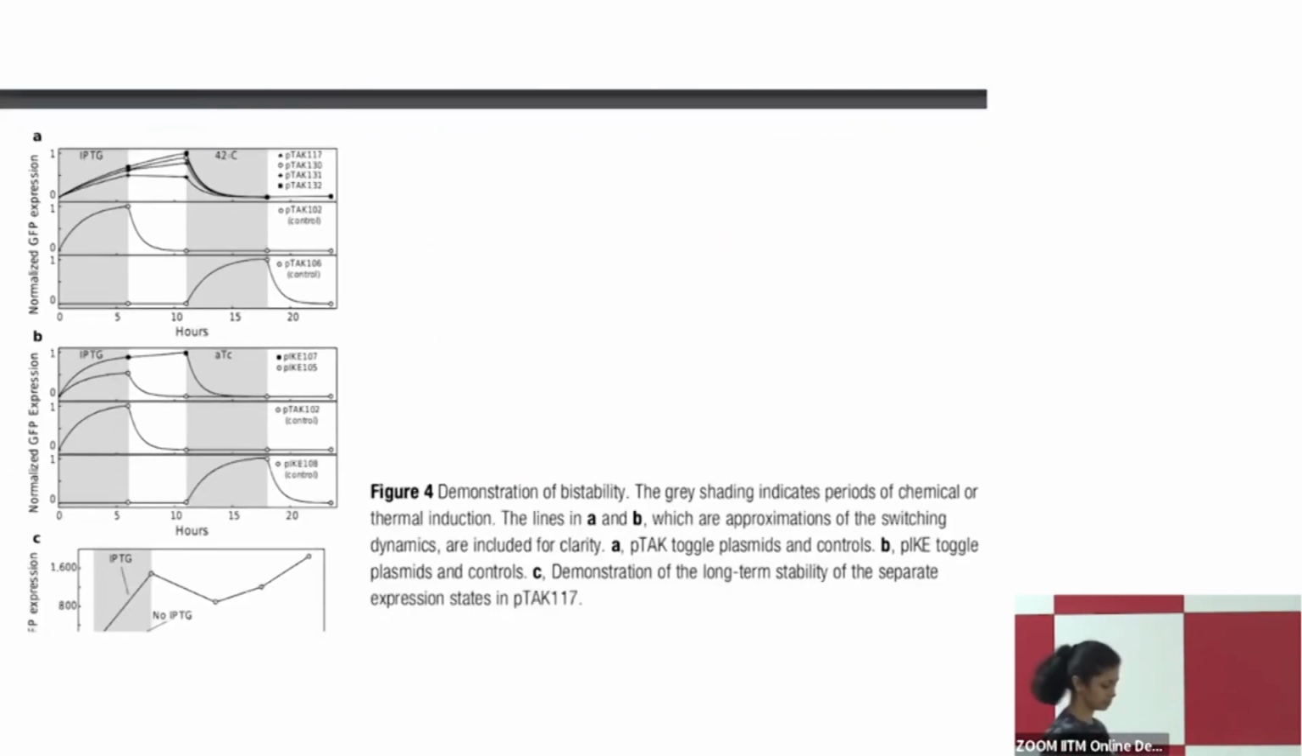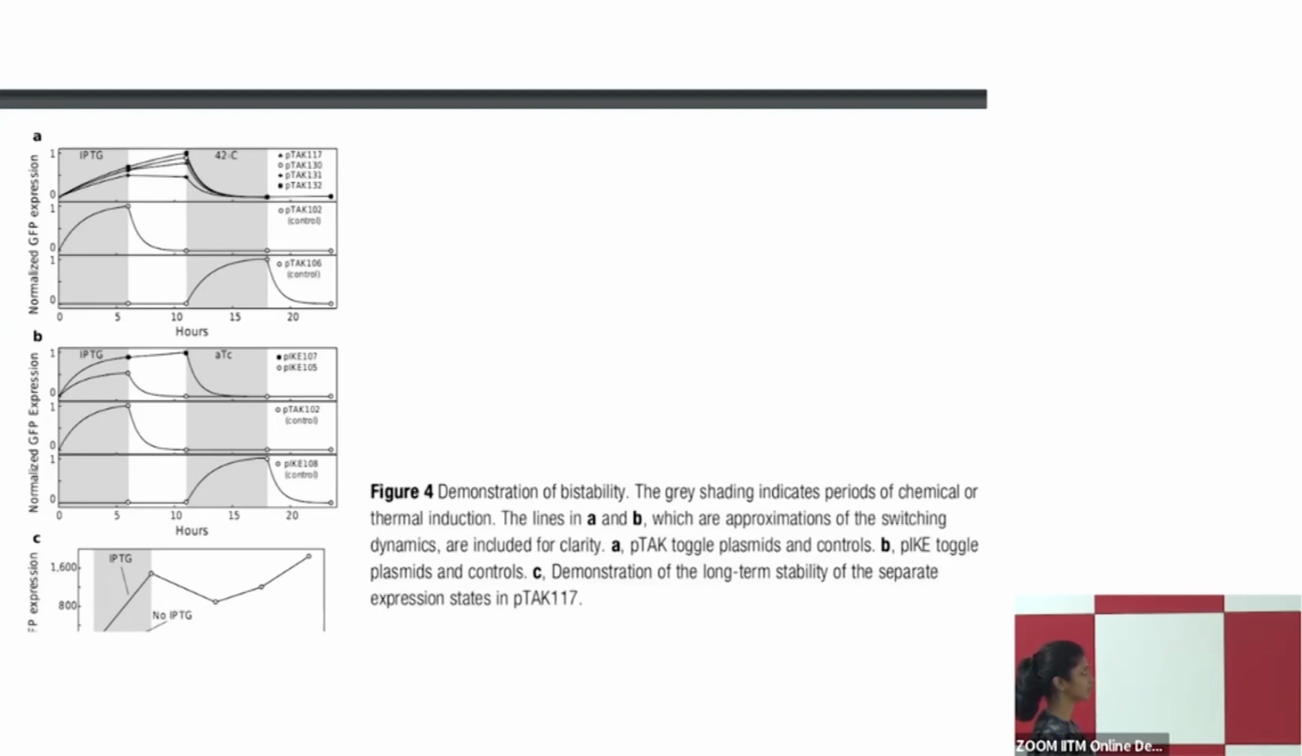Using this circuit, they have plotted, so first of all, it is possible to induce the toggle action by using two kinds of input, either a temperature pulse, which they have denoted here as 42 degrees centigrade, or a chemical pulse using IPTG. And the gray areas over here denote a pulse duration for this chemical IPTG.